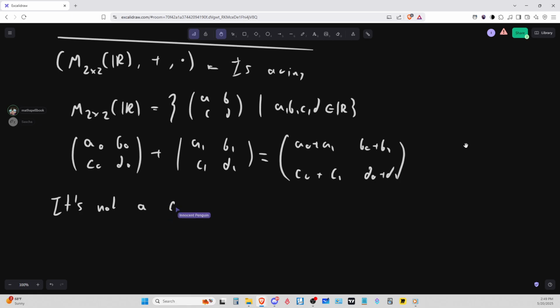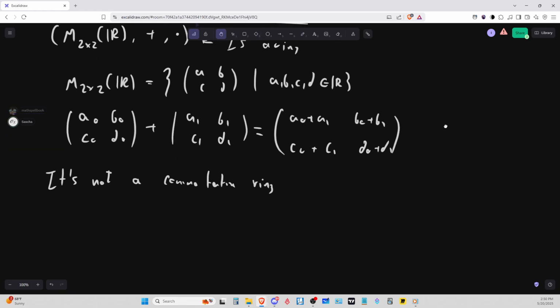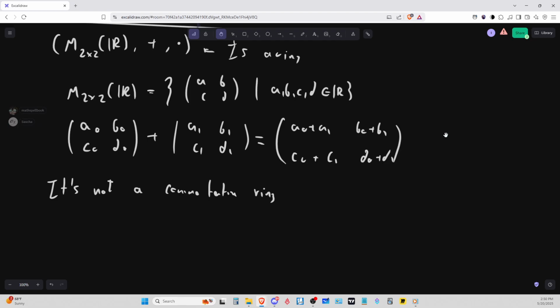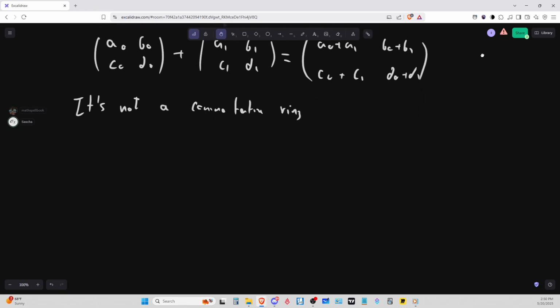Usually the product of two matrices does not commute. So maybe I can just Google two matrices that do not commute, to give you an example. I want a 2 by 2 matrix that doesn't commute. Okay, I have an example here I just stole from Stack Overflow, so let's look at it.